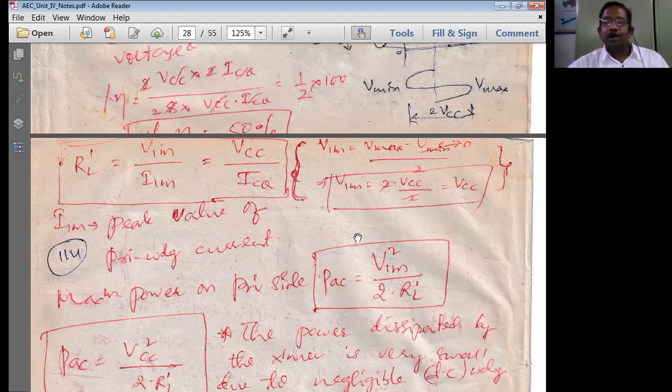If you want more efficiency still in class A itself, what is the alternative we have? We should go with a push-pull type. When you go with a push-pull type, definitely the efficiency is going to increase to more than 50%. That is the assurance we can give if you go with a push-pull type of class A power amplifier. But it is not recommended to go with push-pull for class A. We recommend push-pull only for class B.